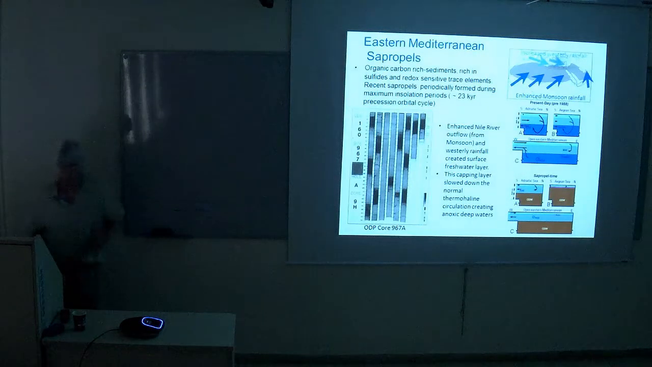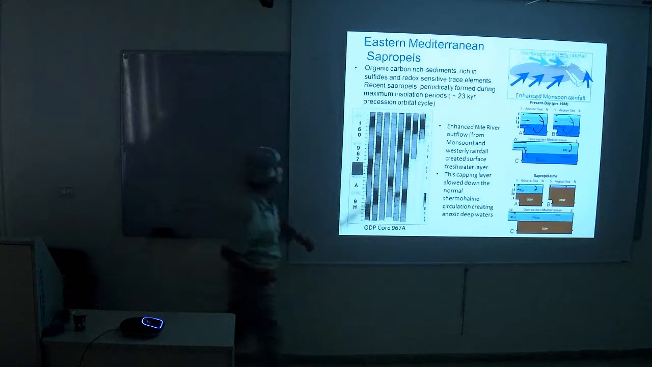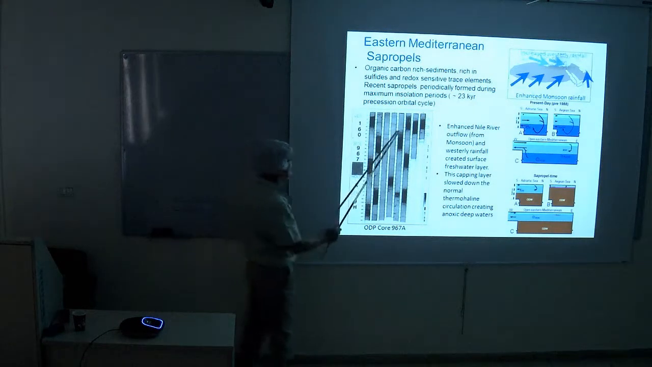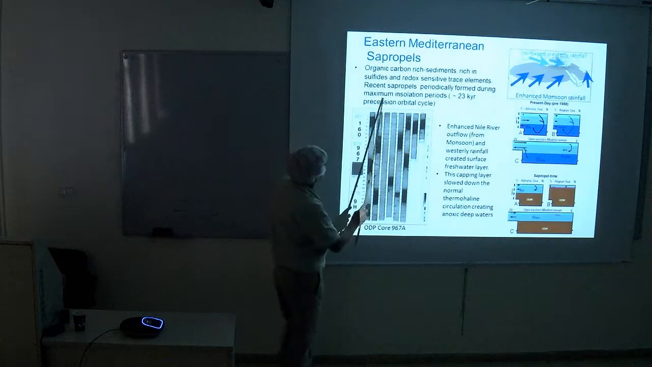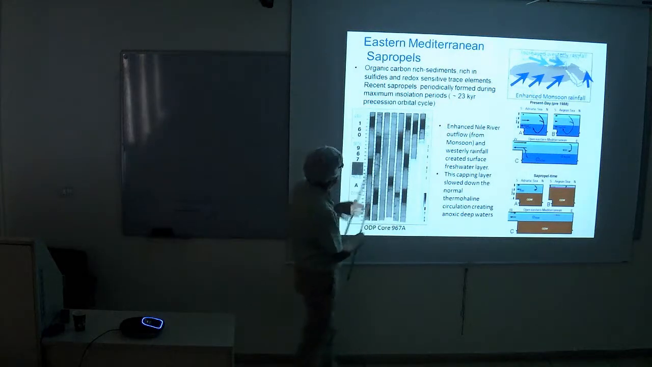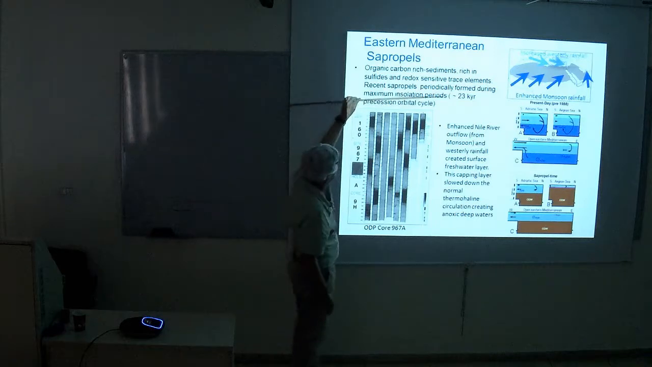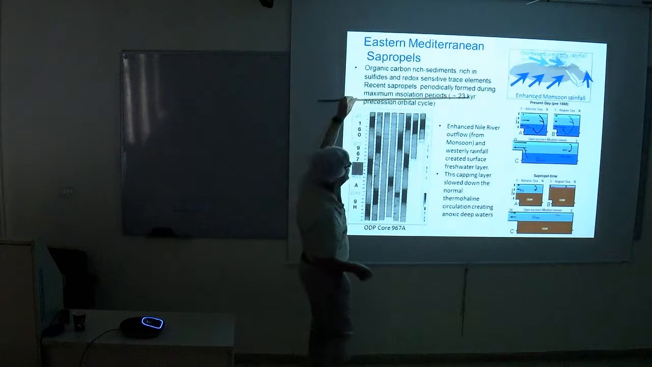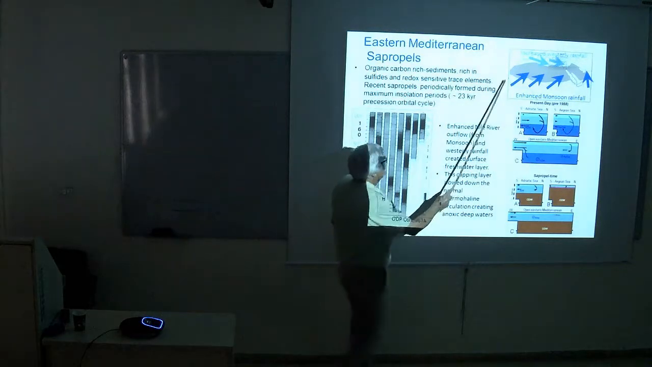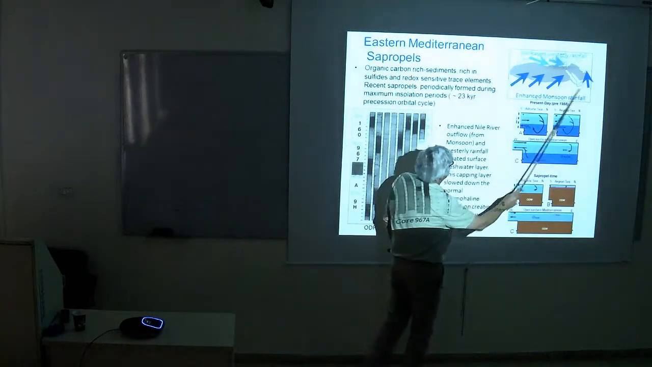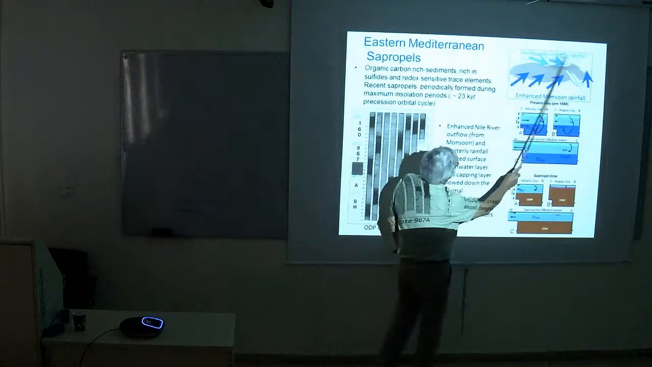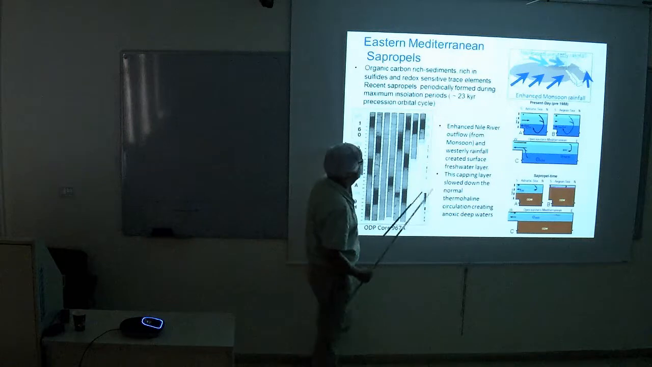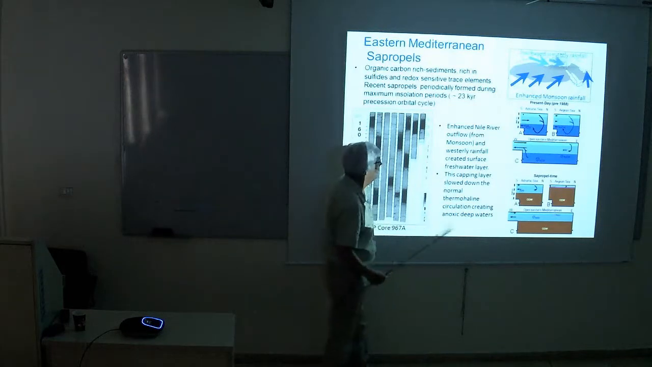So now we turn to sapropels. Sapropels are organic carbon-rich sediments that form periodically and are connected with maximum insolation periods, high solar insolation. And this leads to very strong monsoon rainfall and also to increased westerly rainfall. And the net result is that the Mediterranean changes.